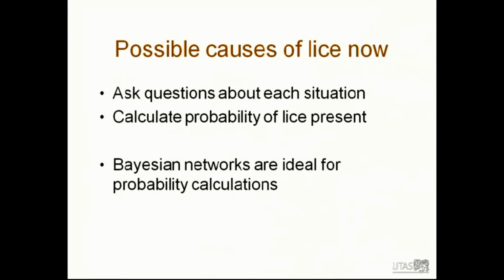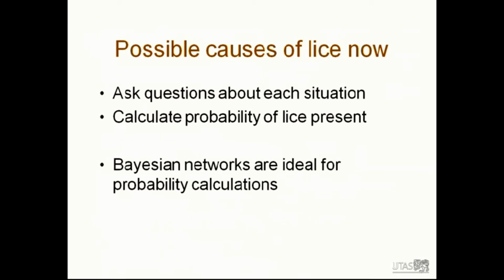So we needed to ask suitable questions about each one, and then we're not going to be able to come up with an absolute yes or no answer. We're not going to be able to say, no, you definitely don't have lice. We may be able to say, yes, you definitely do, if you actually find lice there. But what we're looking at are probabilities here. What's the probability that you have lice?